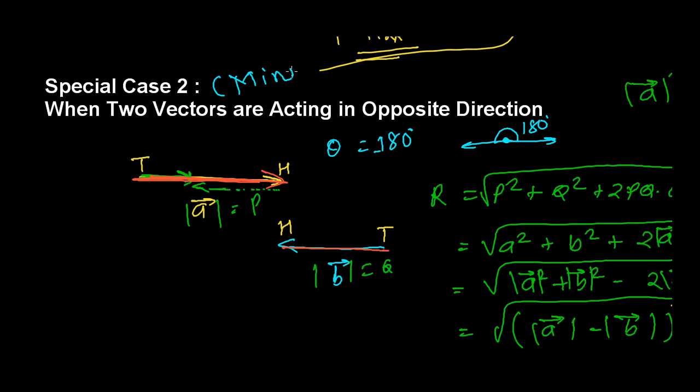All right, the resultant will be minimum when theta is 180 degree, or we say when two vectors are acting directly opposite to each other. This is the case of minimum. All right, let me give you some examples from real life.